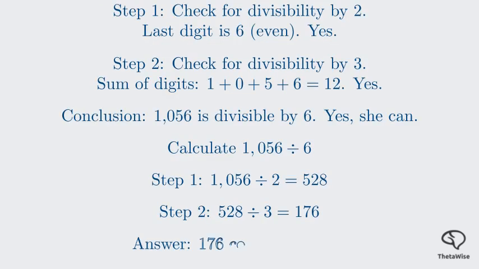First, divide 1056 by 2, which is 528. Then, divide 528 by 3, which is 176. So there are 176 cookies in each box. By using the divisibility test and the shortcut, we solved this problem efficiently. The baker can arrange 1056 cookies into 6 boxes with 176 cookies in each.